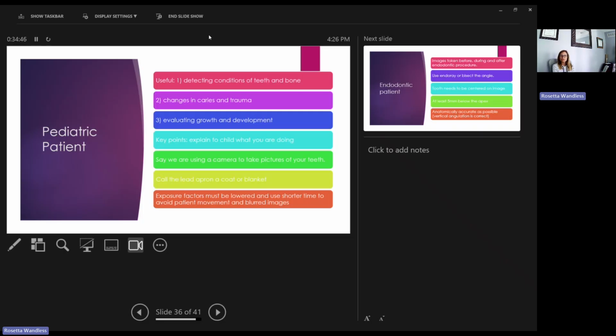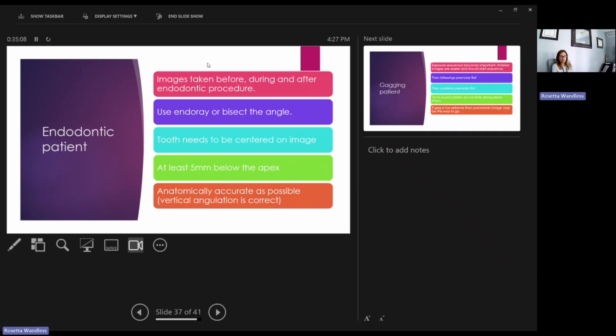So a lot of things with children, the tell, show, do method is what we do. We're taking them only as needed. And sometimes we have to get the caregiver to hold the sensor or film in place in order for us to run out and take this picture.